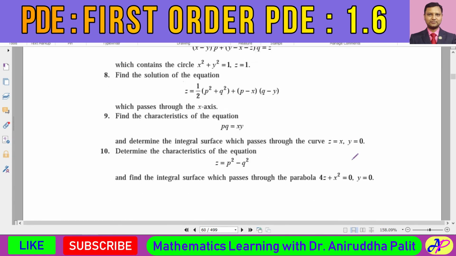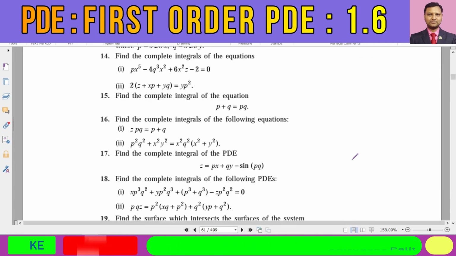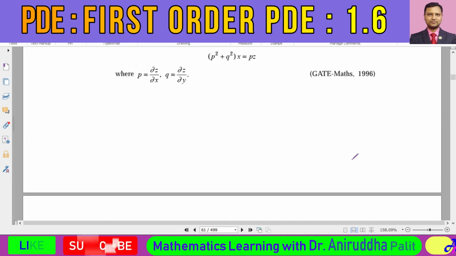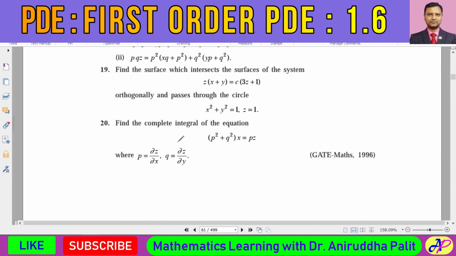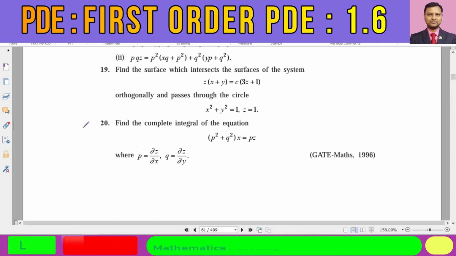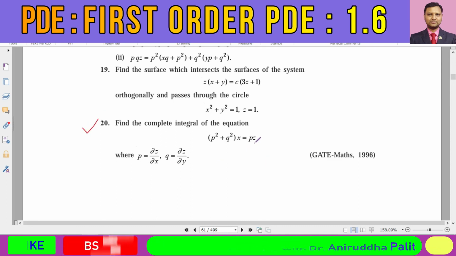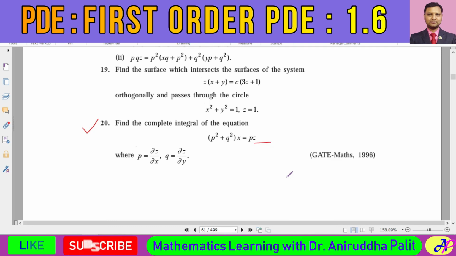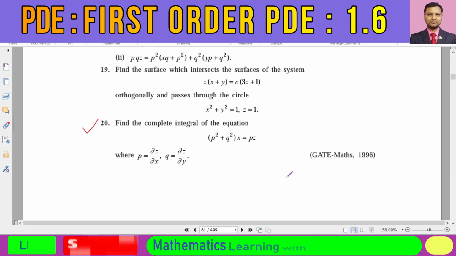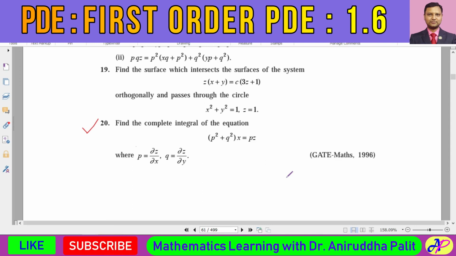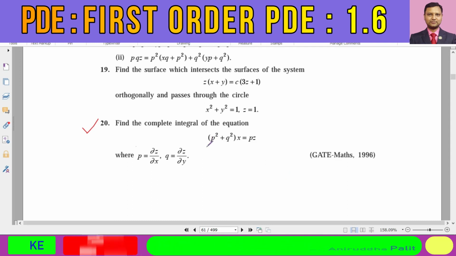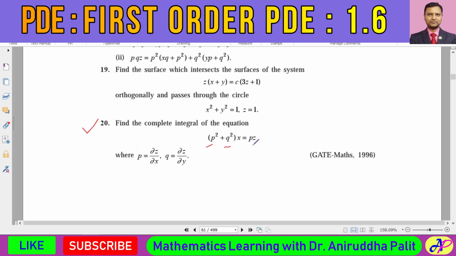You see, at the end of this exercise there are certain examples. Find the complete integral of this kind of equation: p squared plus q squared is equal to x, that is equal to p into z. Sorry, that is category 2, the type 2 partial differential equation involving p, q, and z. So you can solve these differential equations.